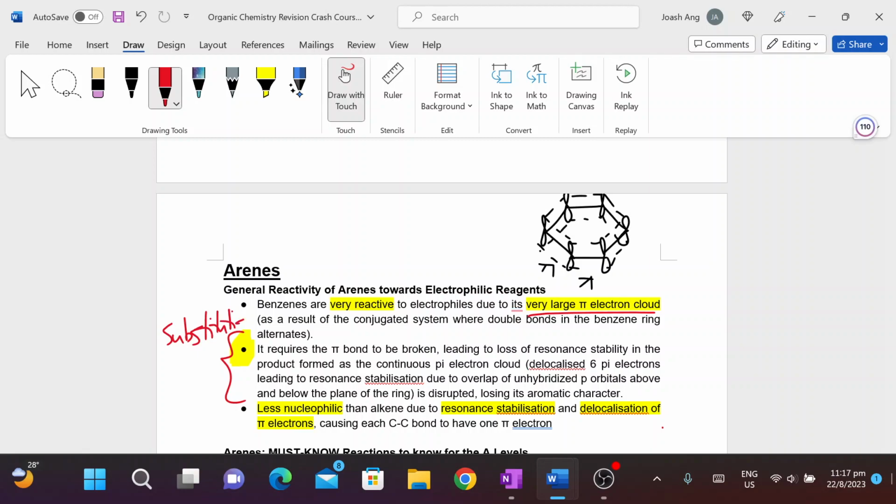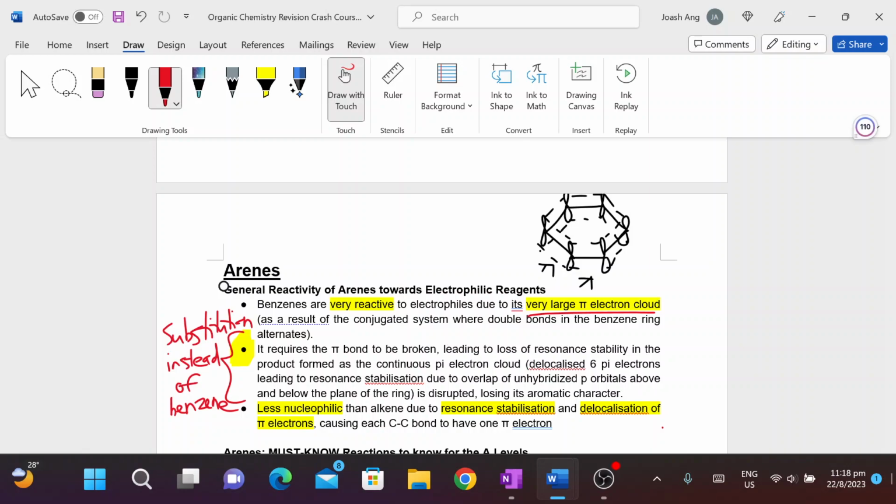And the main reason is to retain the aromatic stability of the aromatic structure of benzene. And in order to achieve such a resonance stability, we would have to have the pi electrons from the CC double bonds, or the CC pi bonds, to be delocalized across the structure, and that's how you achieve your resonance stability.